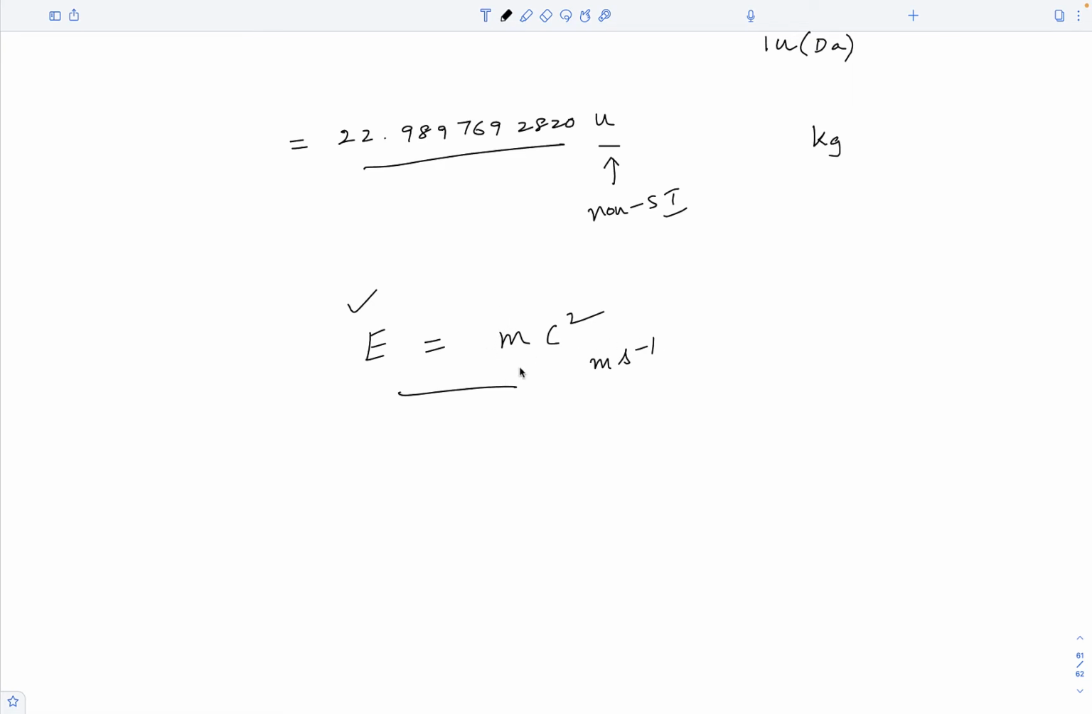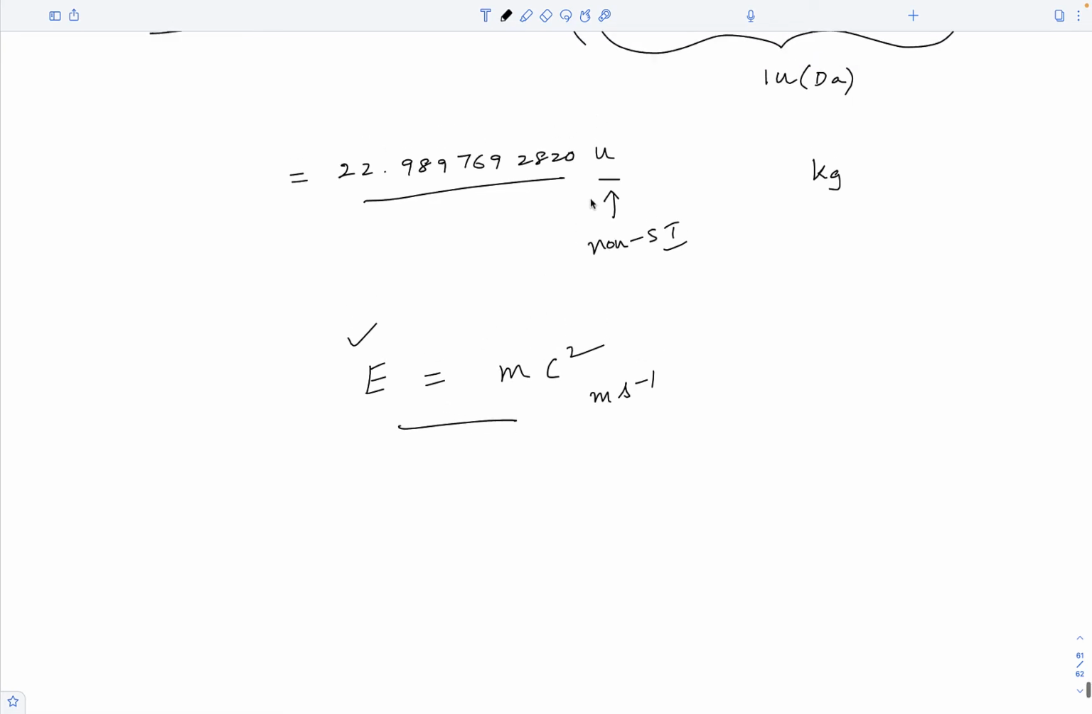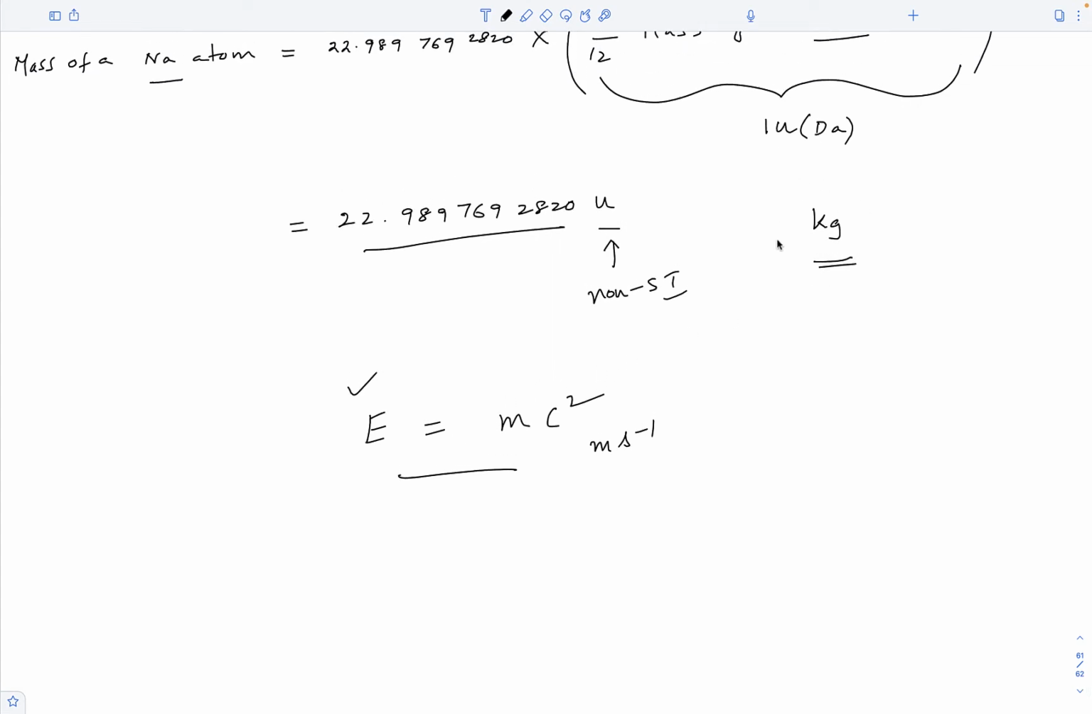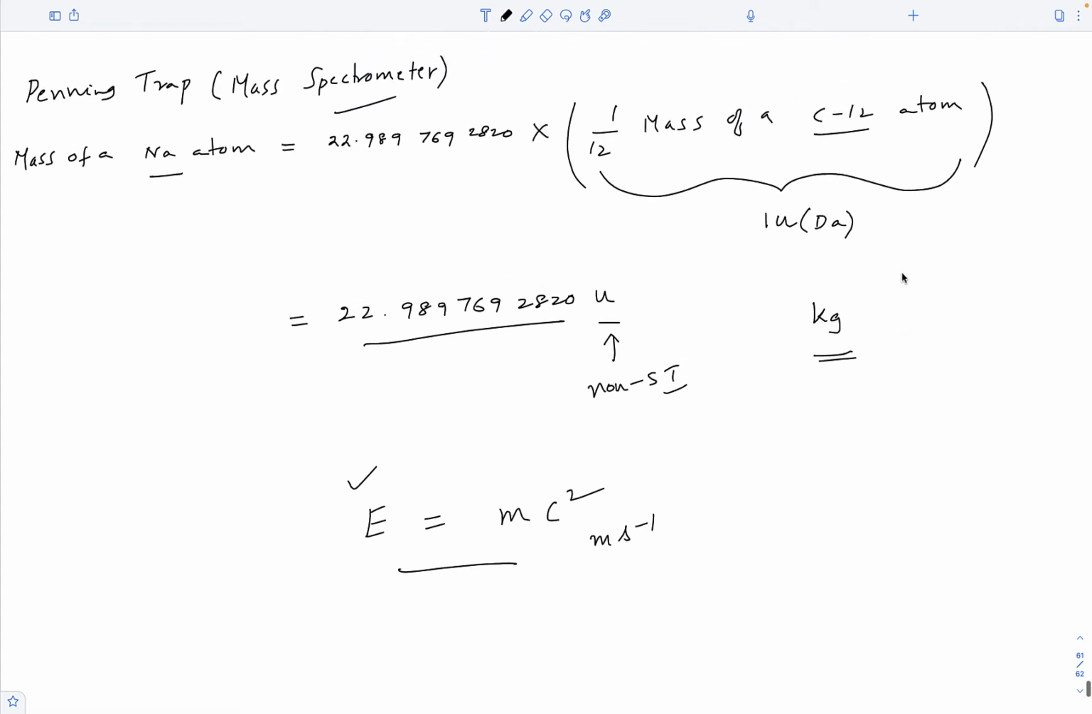Here we cannot use the value of mass in u. We need the value of mass in the SI unit kilogram. So it is for this reason we need to know the masses of atoms and subatomic particles in kilograms. But how do we figure out the masses of atoms in kilograms? Mass spectrometers are good at measuring masses of atoms in u. Let us see.